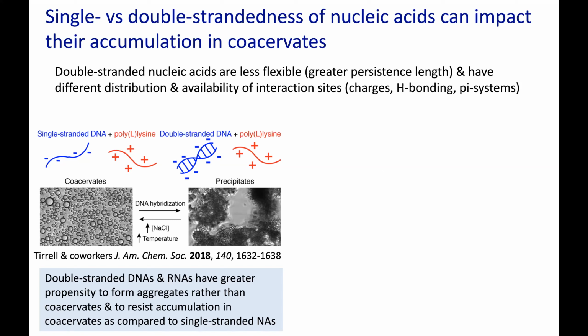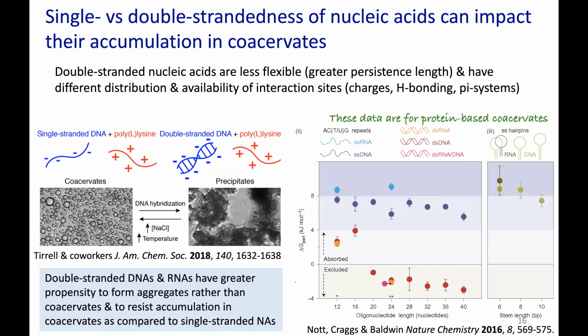One of the reasons that this seems to be true is that the single-stranded ones have a shorter persistence length. They're more flexible, and they're better able to make the weak transient interactions than the double-stranded DNAs. This distinction between double-stranded and single-stranded nucleic acids isn't just about forming coacervates. It's also about going into a pre-existing coacervate that's made of something else. And this is a kind of complicated picture. I apologize for that. It's a really cool paper, though.